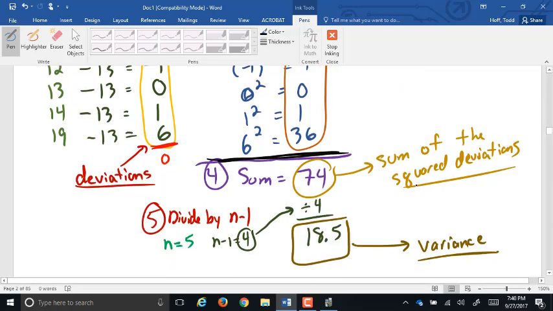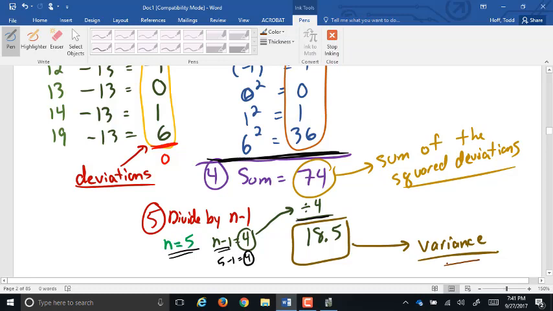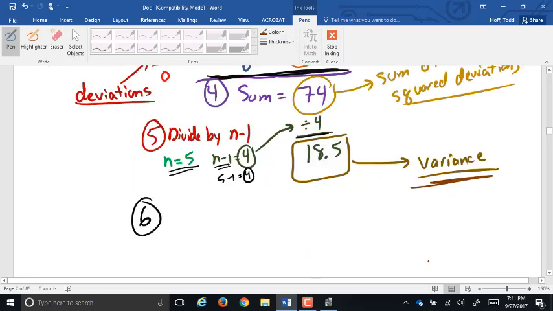So yes, then step 4 is to add up those squares. Then step 5 was to divide by n minus 1. Remember, n is the number of items in the list. So there's 5 items in the data set. So n minus 1 would be 5 minus 1 equals 4. So that's why we divided by 4 there. Dividing by 4 gives us 18.5. That's the variance. Now there's one more step to find the standard deviation.